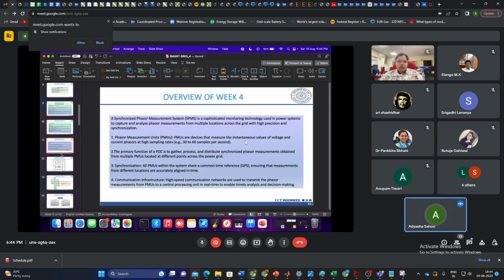we were with the synchronized phasor measurement systems. So obviously there we have PMUs installed at some buses, measuring the instantaneous values of voltage and current.